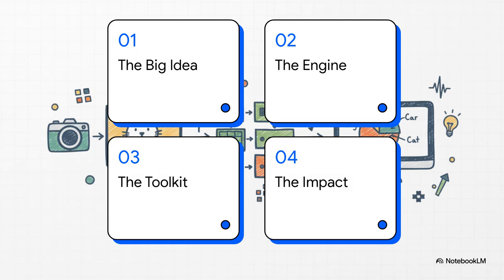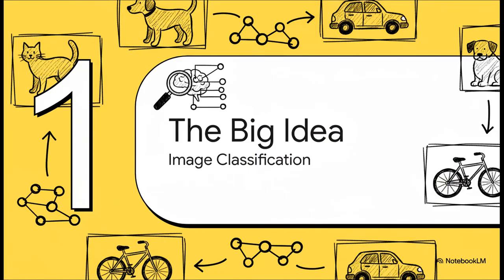All right, here's our game plan. We'll kick things off with what image classification even is. Then we'll peek inside a CNN to see how it works, check out the different types of classification, and wrap up by looking at where these things are already popping up in the real world. So, first things first, the big idea.